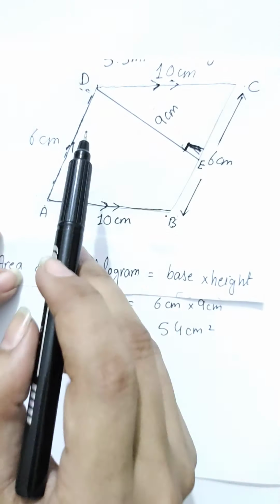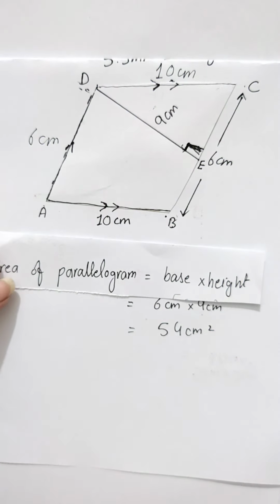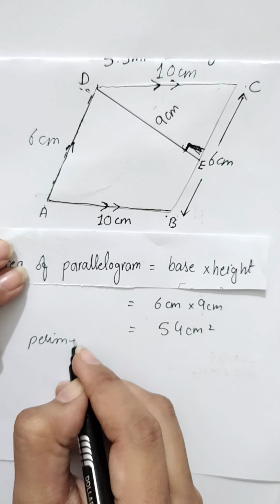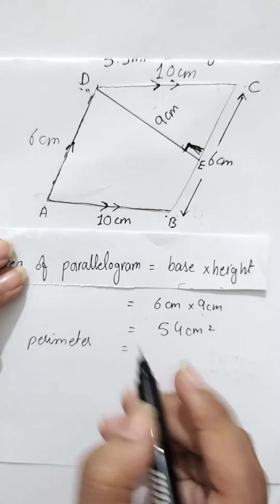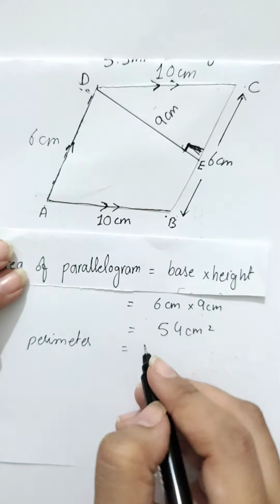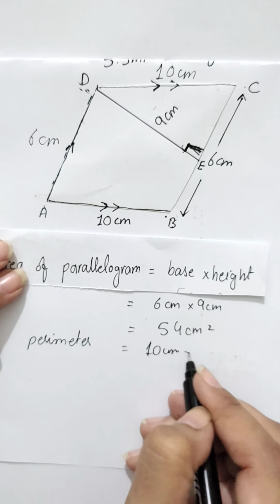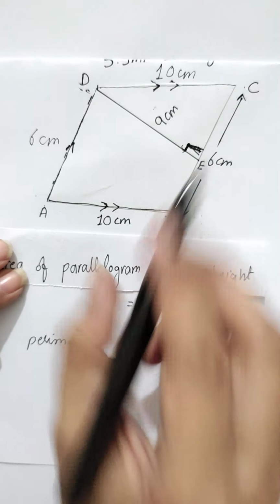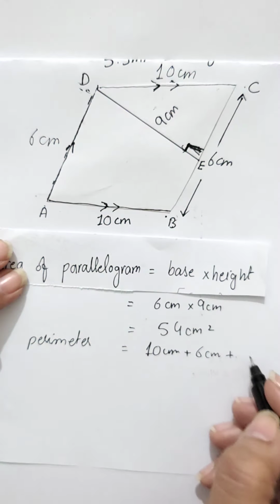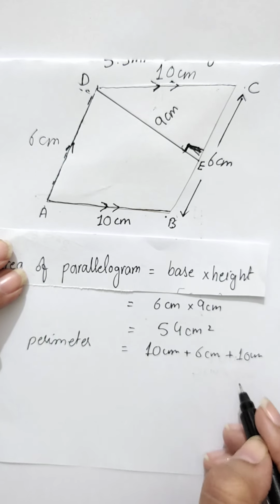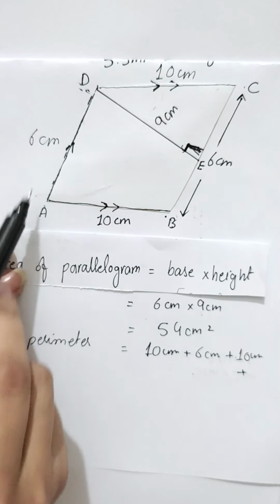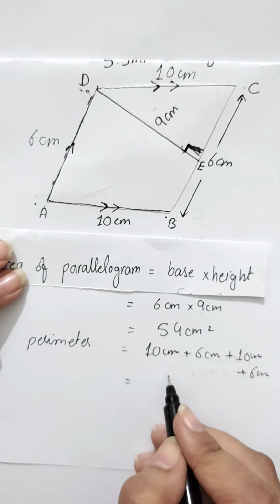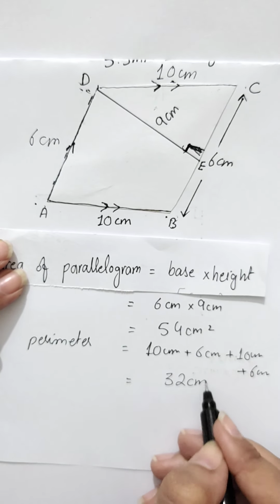Now with the help of this we can easily calculate the perimeter. So the perimeter is A to B 10 centimeter plus B to C 6 centimeter plus C to D 10 centimeter, then plus again D to A 6 centimeter, and the final answer is 32 centimeter.